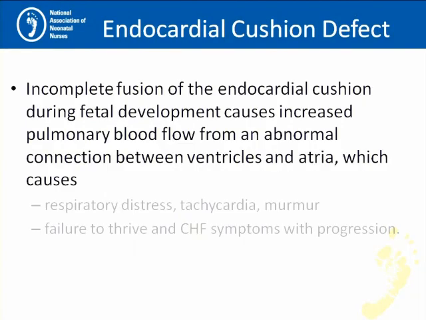In the pathophysiology, incomplete fusion of the endocardial cushion during fetal development causes increased pulmonary blood flow from the abnormal connection between the ventricles and the atria, which causes respiratory distress, tachycardia, murmur from increased pulmonary blood flow due to the abnormal connection between both ventricles and the atria or by absent or malformed AV valves.